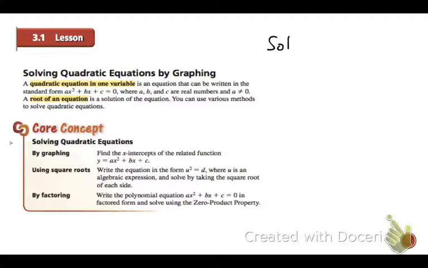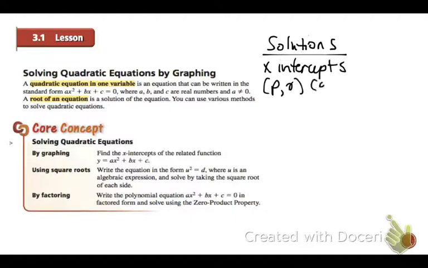So the first way is the way that we've been talking about as far as with graphing. We've been talking about it in terms of x-intercepts. So the solutions of a quadratic are the x-intercepts. And we've thought of those as the points P, 0 and Q, 0. In this section, we're going to refer to them as solutions. And when we do that, we're just going to list them as numbers. So x equals a number.